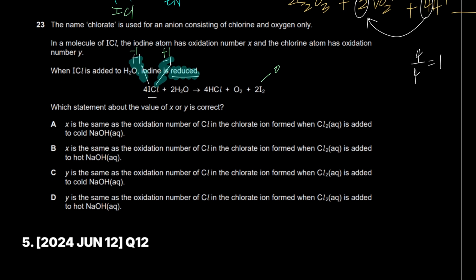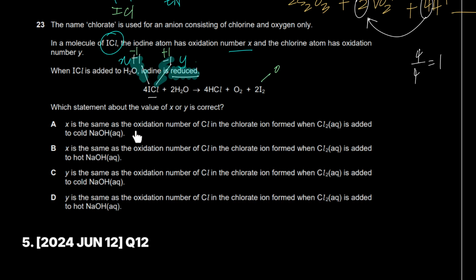Which statement about the value of x or y is correct? Okay, let's talk about x or y. What is he calling x? He's saying that the iodine has an oxidation number of x. So he's calling this x, and chlorine has an oxidation number of y in ICl. So +1 is x and -1 is y.